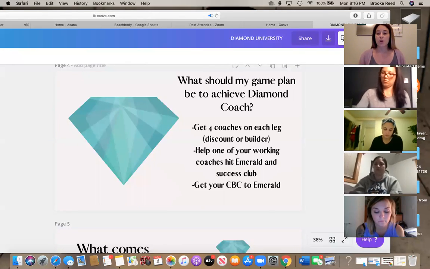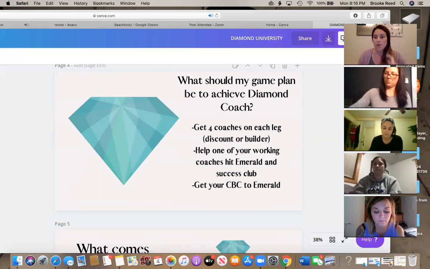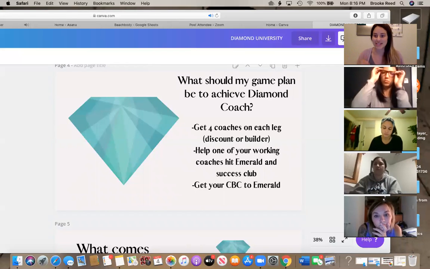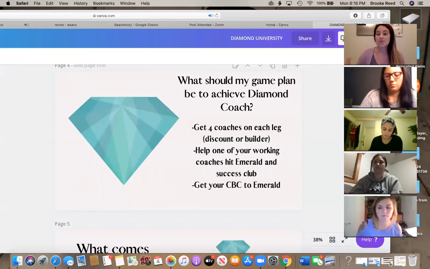So you want to get your 4 coaches, and then like I had talked about, 4 coaches is great, but you don't want to stop there. Not only do you not want to stop there because you need buffers, but you want to continue building your team, because diamond is not the end goal here. You want to get to 1-star diamond and 2-star diamond. So you want to continue to build your team so that you are helping. Those 4 coaches on either side, one of them is an emerald, and the idea is that one of them becomes a diamond, and you become 1-star diamond, 2-star diamond, and so forth.